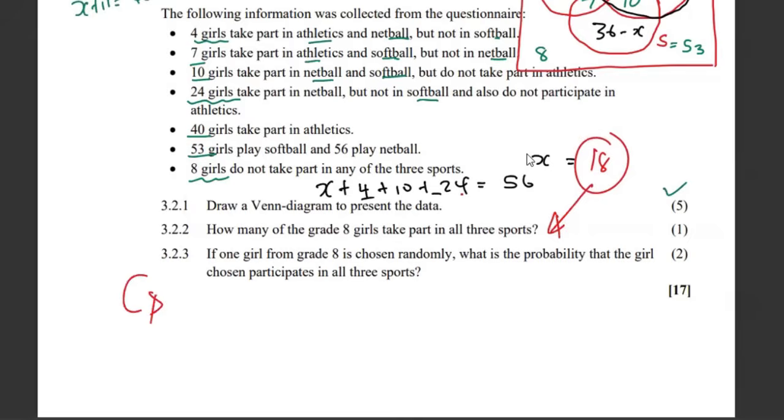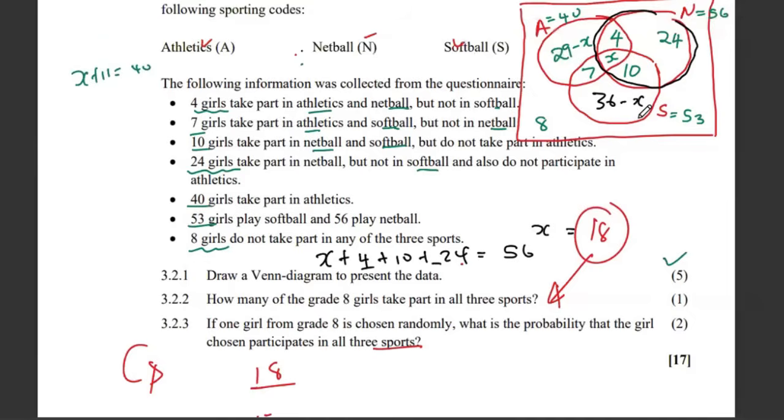Then 3.2.3, if one girl from grade 8 is chosen at random, what's the probability that the girl participates in all the 3? So it's going to be 18 over the total number. And what is that total number? So let's see if we have to find the total number. So what is 29 minus 18? That's going to be 11. We have the 18 there.